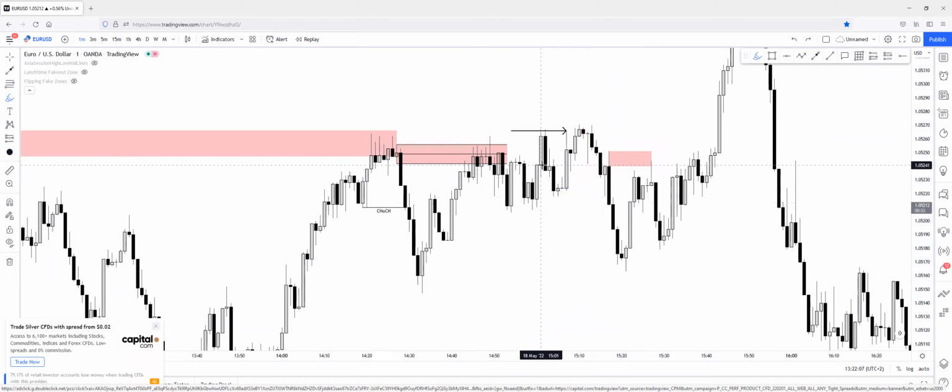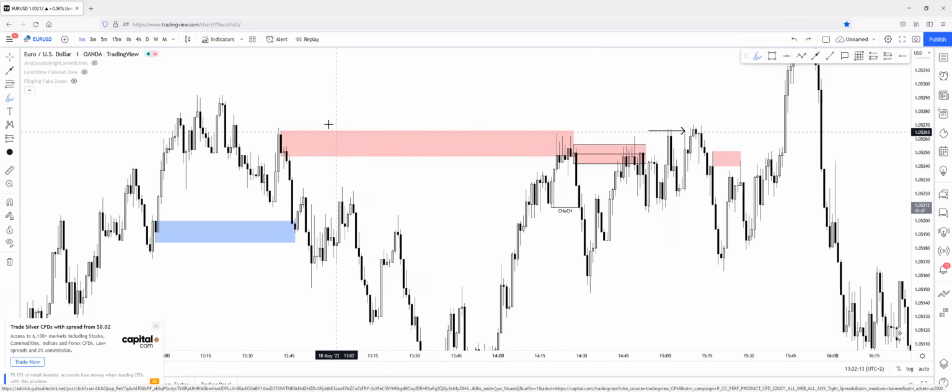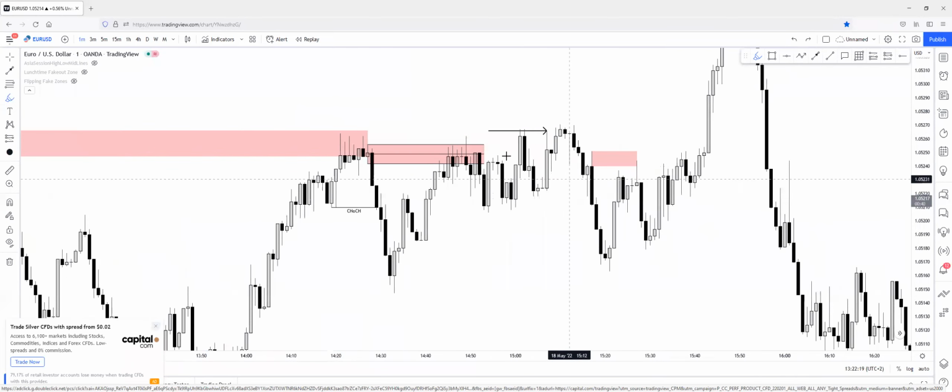So for me, this was a really, really strong and powerful opportunity because price swept the upside range that mitigated the higher time frame supply zone. Because this was actually a higher time frame supply zone. This was lined up with a 5-minute supply zone also.